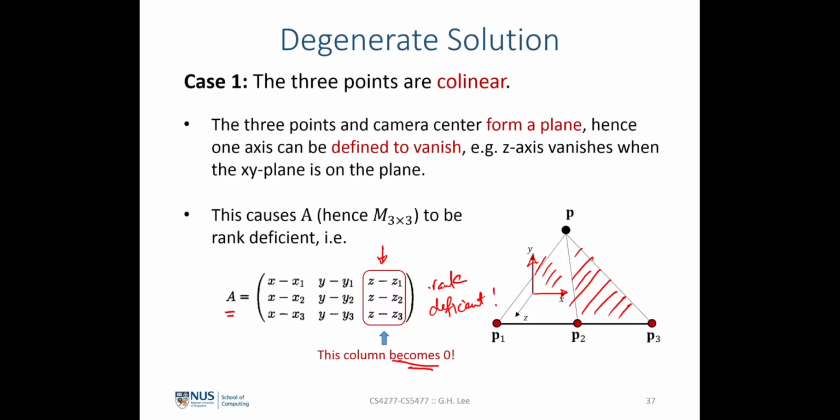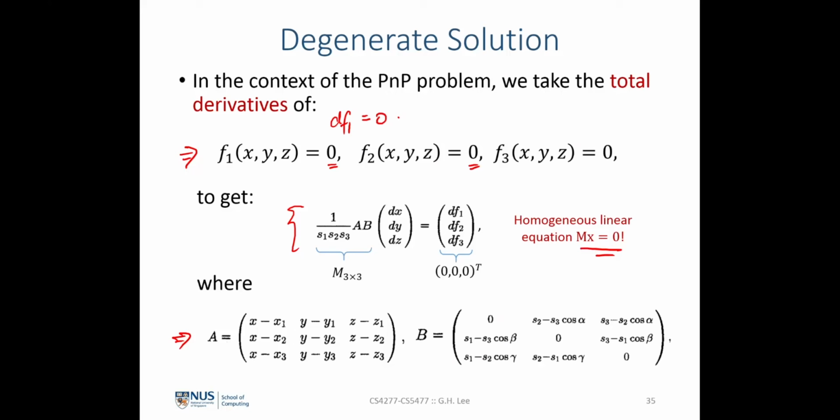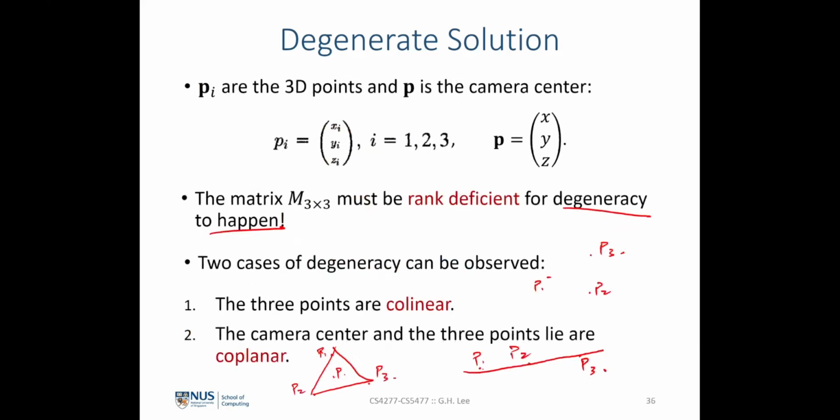And this is not good because after we put this A matrix back into this equation, since it is already rank deficient, the multiplication of a rank deficient matrix, even with a full rank matrix, would end up being a rank deficient matrix M. So now we have a rank deficient M matrix that leads to a non-trivial solution of dx, dy, and dz. This means that if we were to perturb the equation, we will end up with a family of solutions.